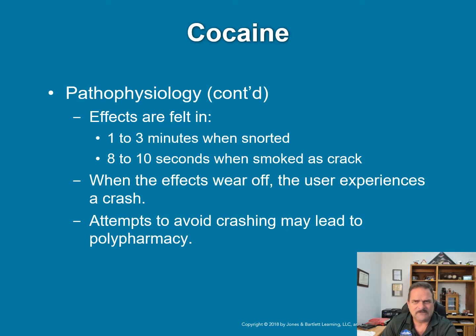All right, so some of the pathophysiology of cocaine: absorption route determines the time of onset of the effects. It's usually 1 to 3 minutes when it's snorted, 8 to 10 seconds when it's smoked as crack. More frequent use and use of pure forms result in greater dependence and tolerance. When the effects wear off, the user experiences a crash, usually characterized by depression, irritability, exhaustion, and possibly even washout and a hypoactive state due to the lack of neurotransmitters.